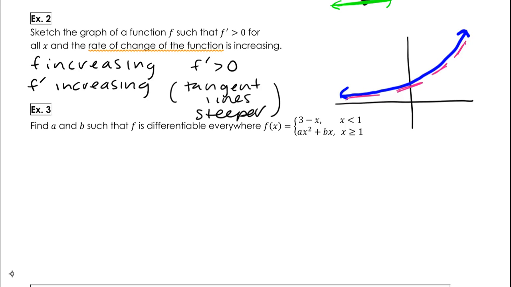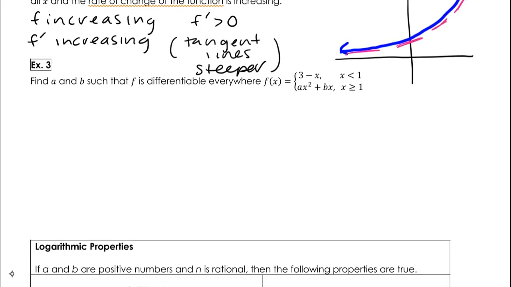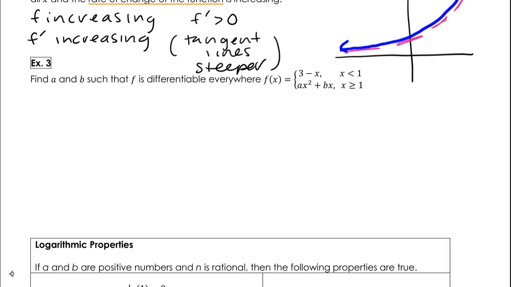Okay, next one. Find a and b such that f is differentiable everywhere. Well, remember the statement, to be differentiable, a function has to be continuous. If you look at these independent pieces, a line and a quadratic, those are continuous by themselves, but do they meet up at 1? Okay, so because it says we have to find a and b, we're going to force the continuity.